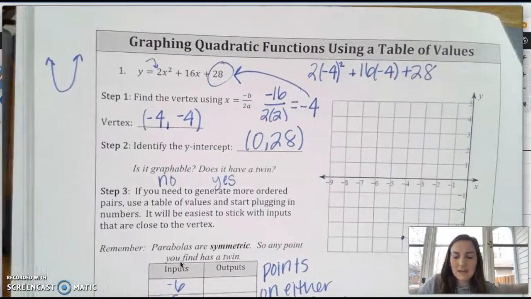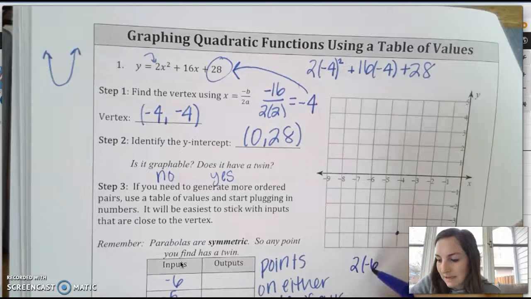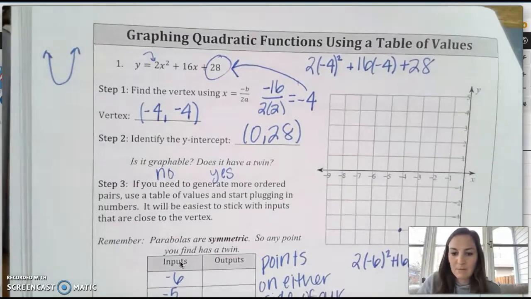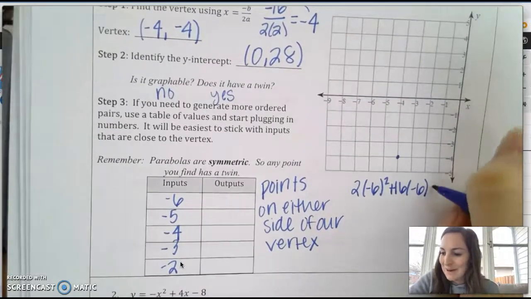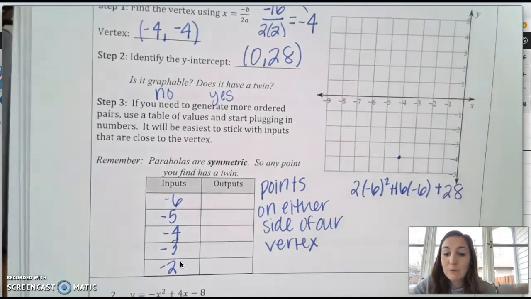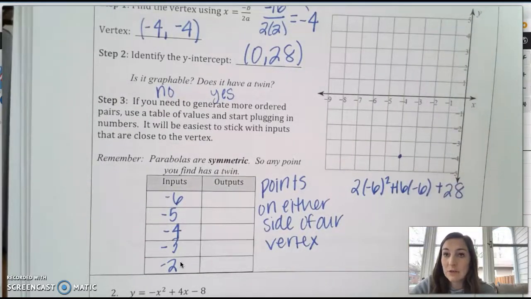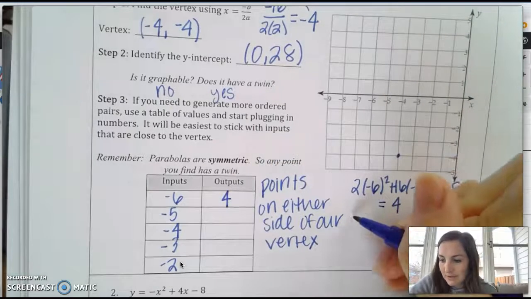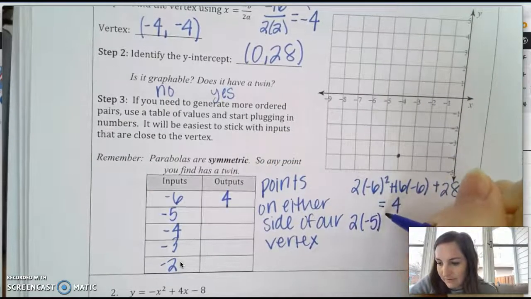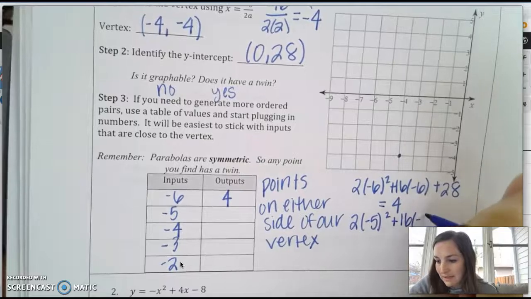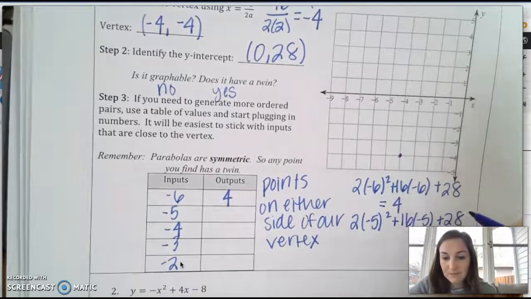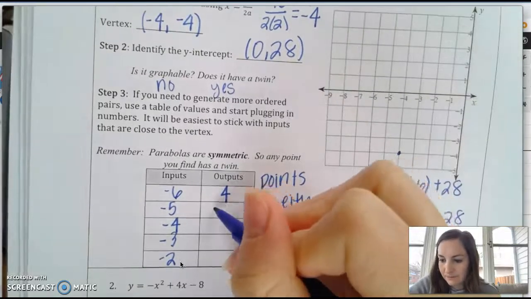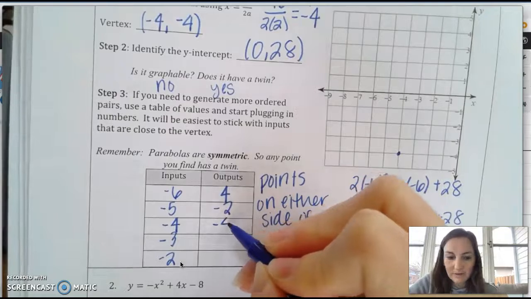So if I were to plug in -6, I would do 2 times -6 squared plus 16 times -6, and then plus 28. Be really careful the way you do these negatives into the squares. And this is going to give me 4. Okay, I'll do the same thing with -5. I'll do 2 times -5 squared plus 16 times -5 plus 28. Take a second, plug all that in, and you're going to get a -2. I already know we have -4, -4.